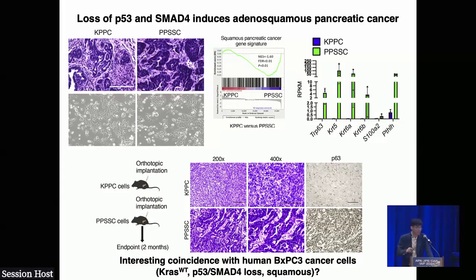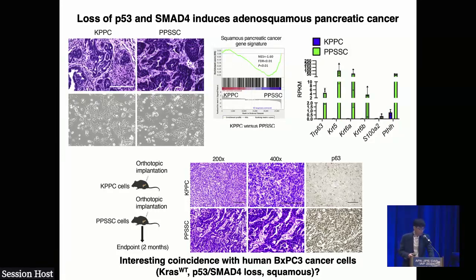And if we inject those cells into background-matched Black 6 mice, they will continue to form tumors in the pancreas, which can provide a syngeneic mouse model very unique for the study of adenosquamous pancreatic cancer. As shown here, after orthotopic injection into the Black 6 mice, they maintain their adenosquamous phenotype and the high expression level of cytokeratin 5 or 6 and P63.